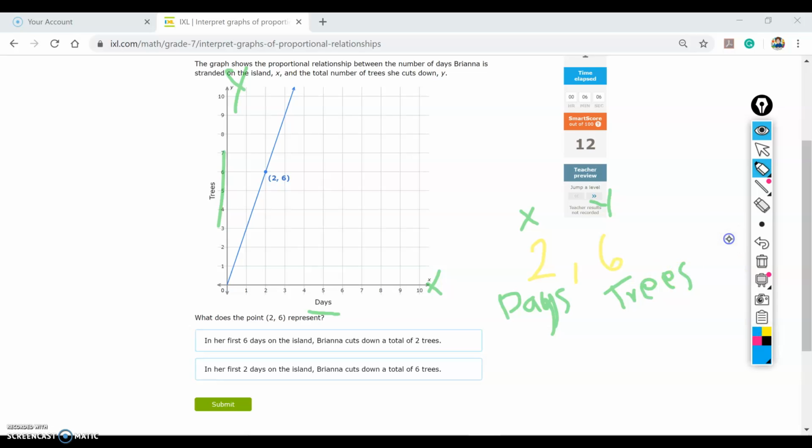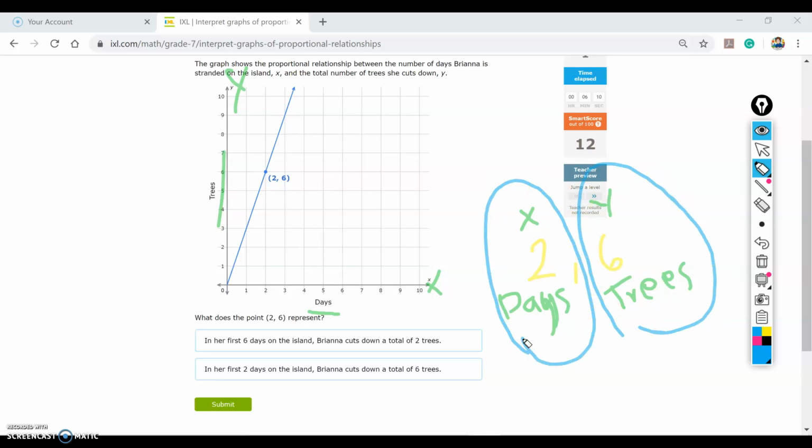Now let's see which interpretation would be the best in this case. So we have 2 days, 6 trees. Let's see what they are telling us in here. It says, in her first 6 days on the island, Brianna cuts down a total of 2 trees. Do you think that makes sense? Did she actually cut 2 trees in 6 days? Not, right? In 2 days, she cut 6 trees. That's what the point is telling you, because you have 2 days and 6 trees.